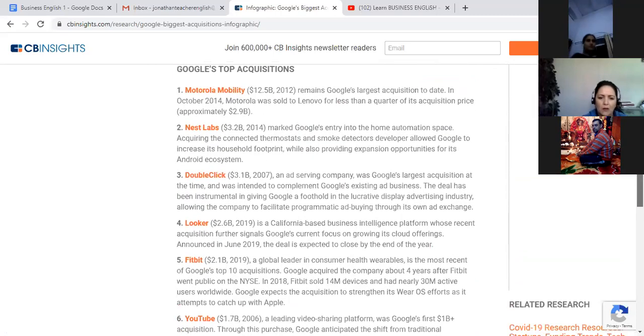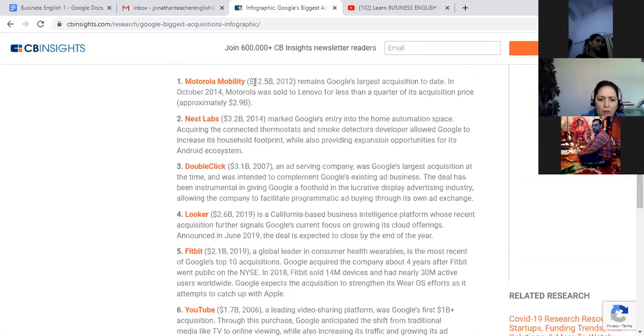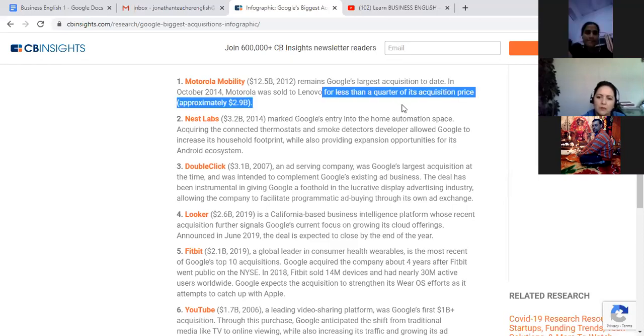Here's their top acquisitions. Number 1, Motorola Mobility, $12.5 billion, 2012. This remains Google's largest acquisition to date. In October 2014, Motorola was sold to Lenovo for less than a quarter of its acquisition price, $2.9 billion.